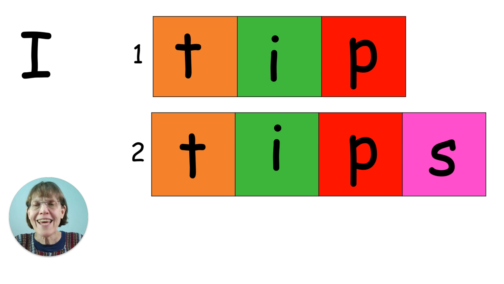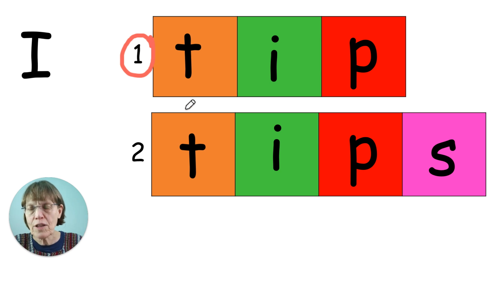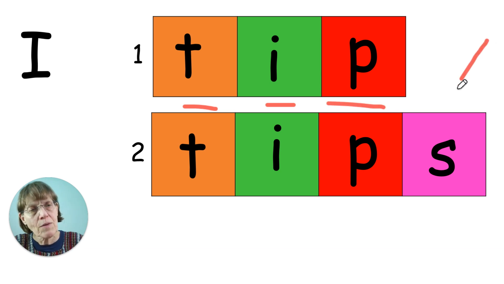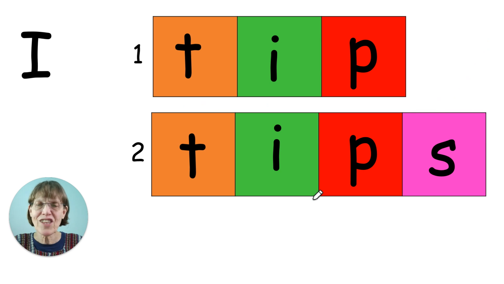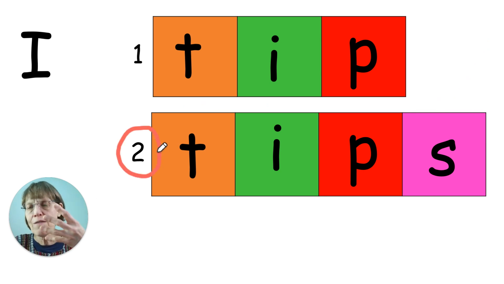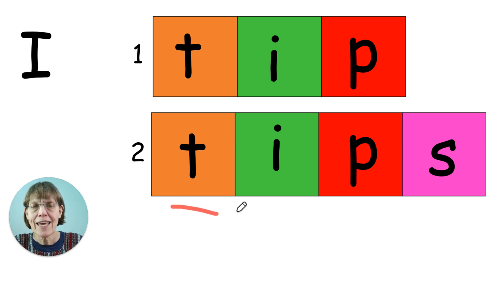In I, we add a sound again. We add a sound at the end. So we start with 3 sounds. T, I, P. But then we add a sound at the end for the last sound. So in number 2 word, we now have 4 sounds. We have T, I, P, S, tips.